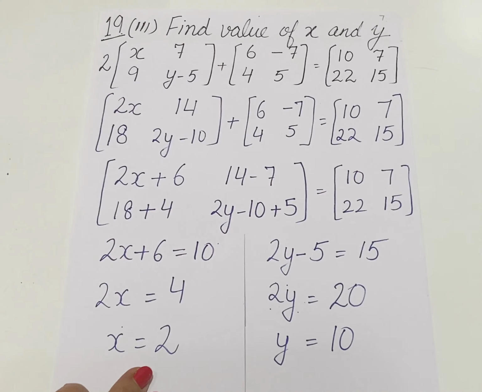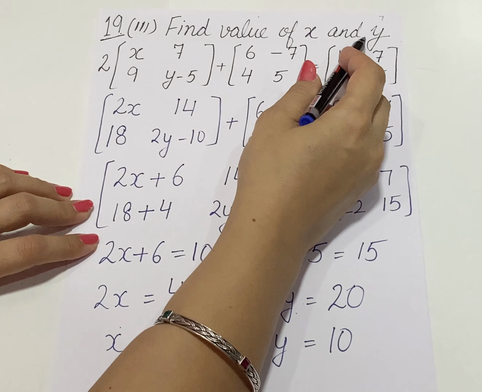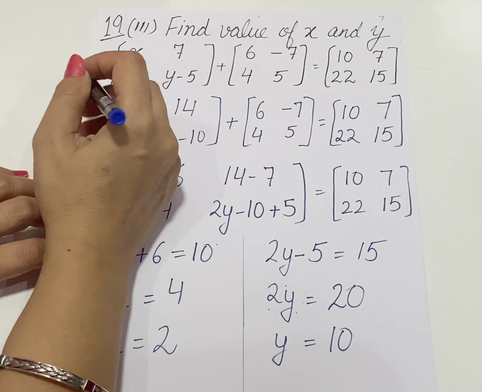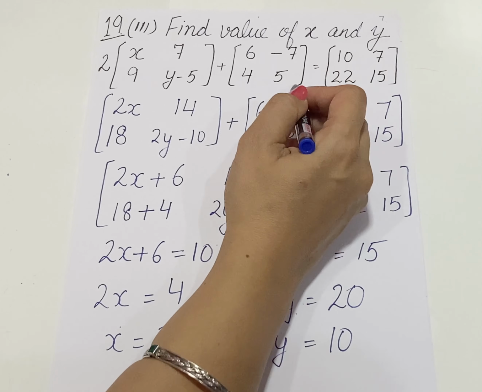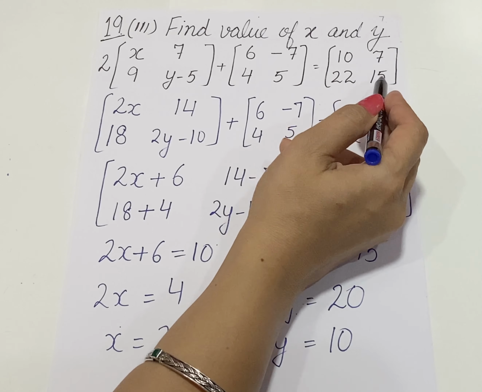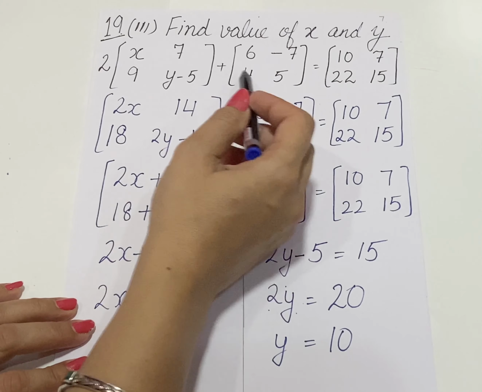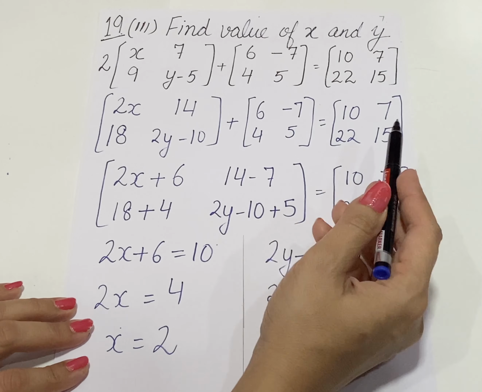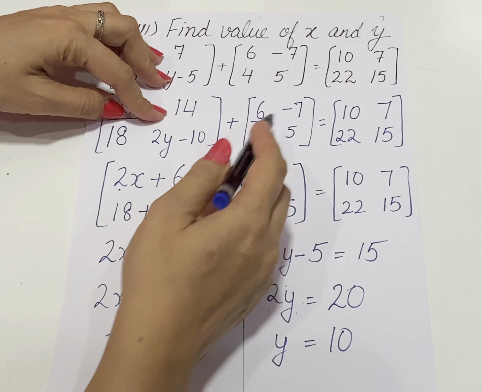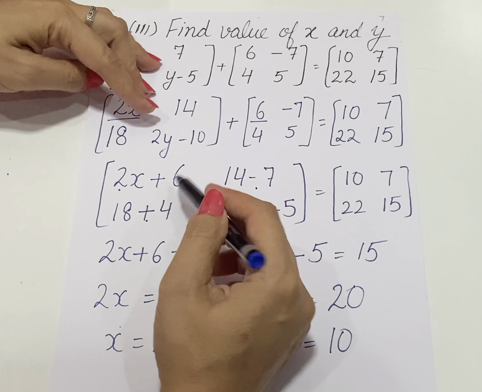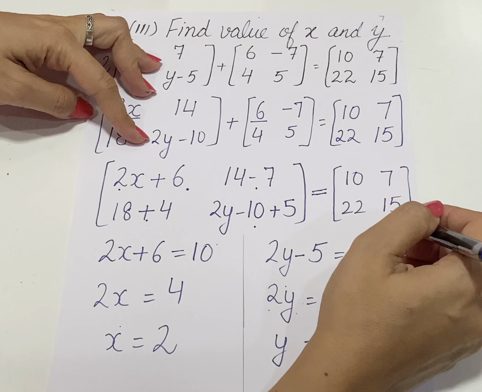Now see one more question from this exercise. Find the value of x and y. This is given. This is 2 times of the matrix x 7 9 y minus 5, plus 6 minus 7 4 5, is equal to 10 7 22 15. So first this 2 will be multiplied by each element of this matrix, plus this second matrix is equal to, this is given. Now simply the corresponding elements will be added. This is 2x plus 6, 14 minus 7, 18 plus 4, and 2y minus 10 plus 5 is equal to, this is given in RHS, 10 7 22 15.